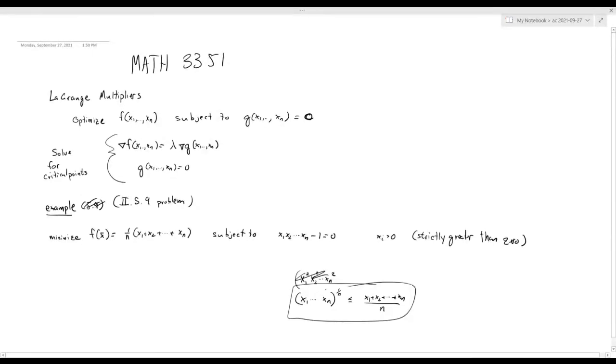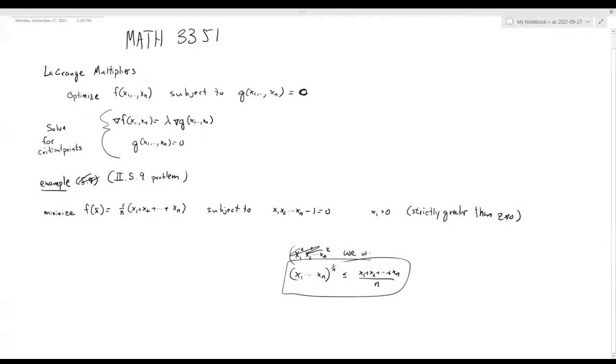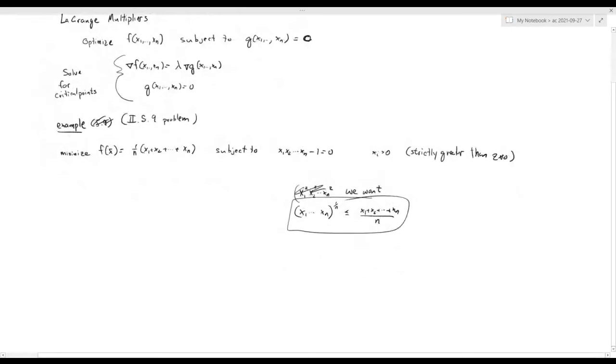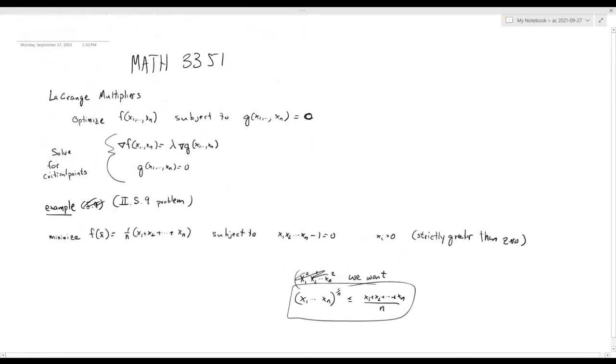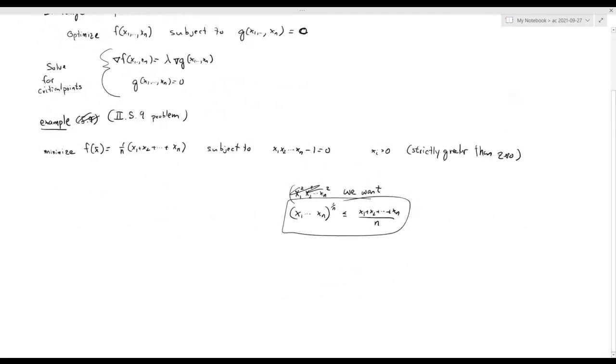And is that assuming all the elements are same in both cases? Yes, so the x1 on one side is the same as x1 on the other, and so forth. Okay. So that's geometric mean is less than or equal to the arithmetic mean. All right. Well, we can start our Lagrange multiplier program here.